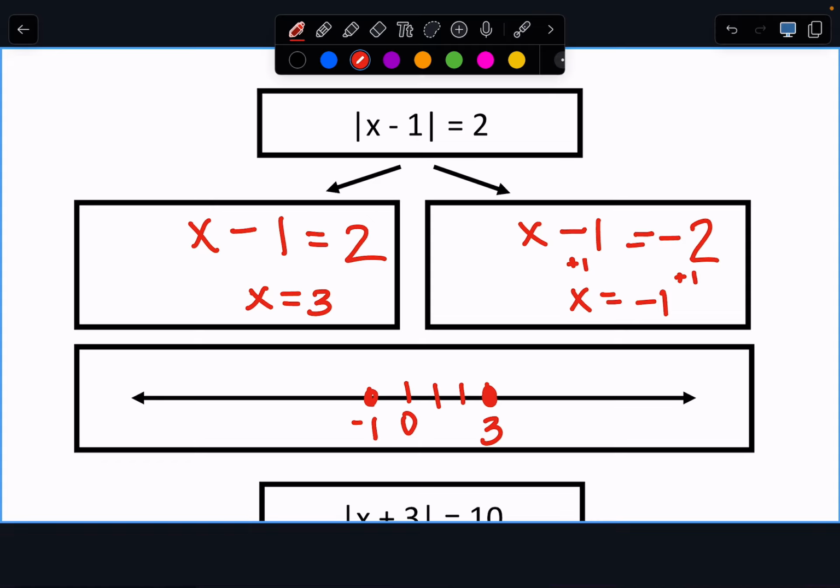Now, let's check our work. If I take 3 minus 1, that's 2, and take its absolute value, do we get 2? Yeah, so we're good with that one. If I take negative 1 minus 1, and I take its absolute value, do we get 2? Yep. Good, so those check out.